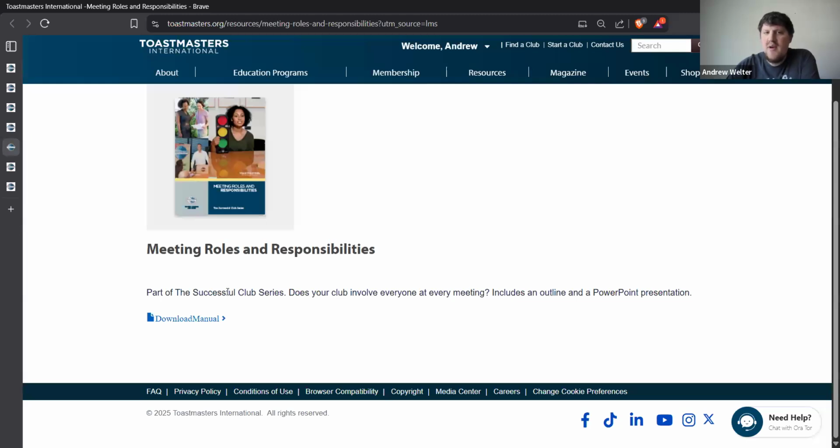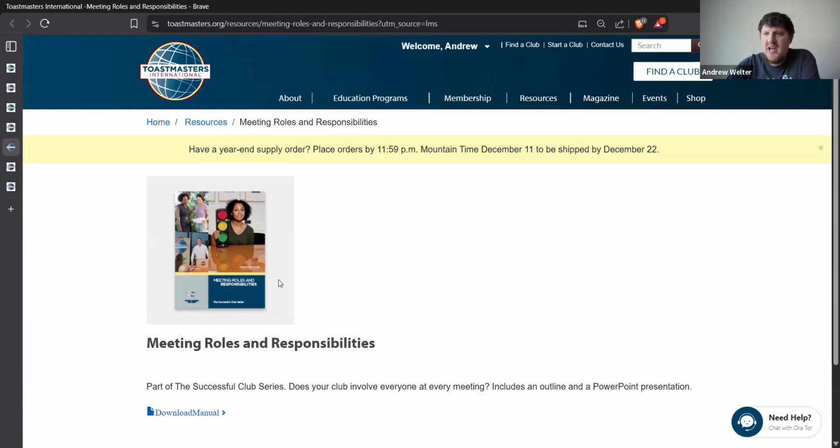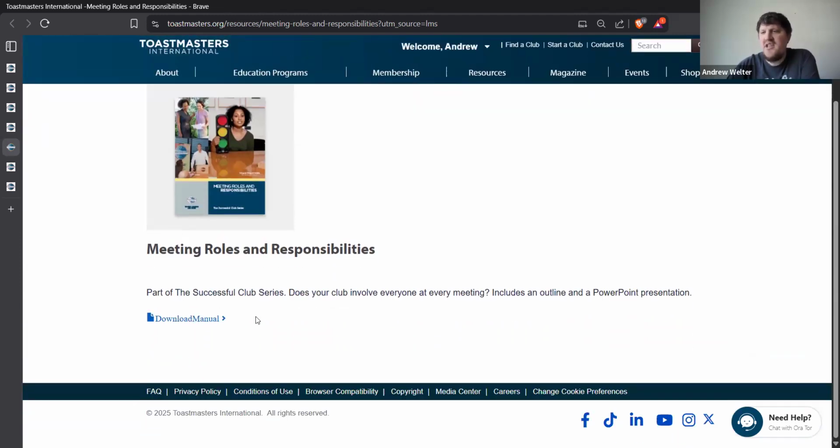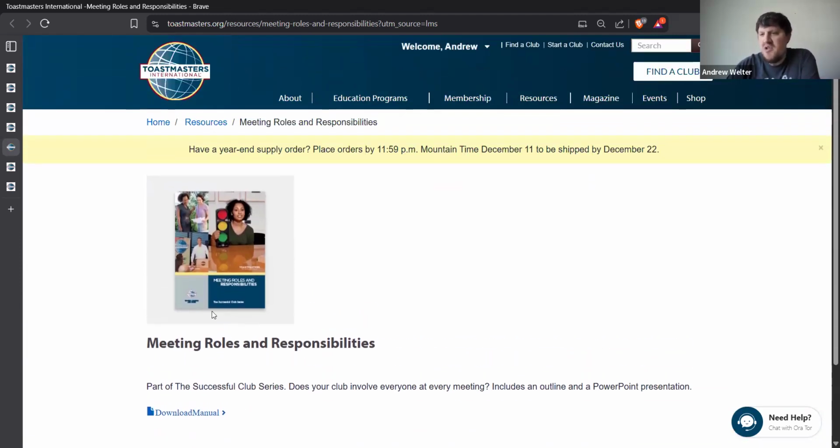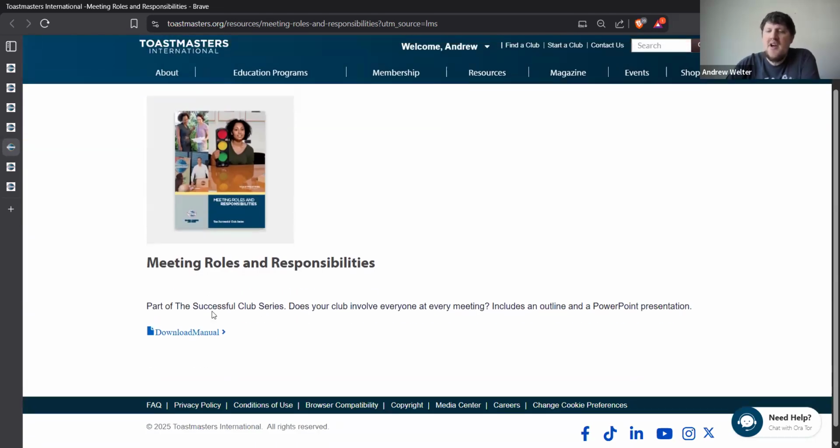The manual, it will direct you straight towards the manual, and it includes the outline and the PowerPoint presentation. So this actually will bring up a zip file that has the booklet, it's got the PowerPoint presentation, it's got everything you need to do it. It is very much structured. Your slides are already presented for you.